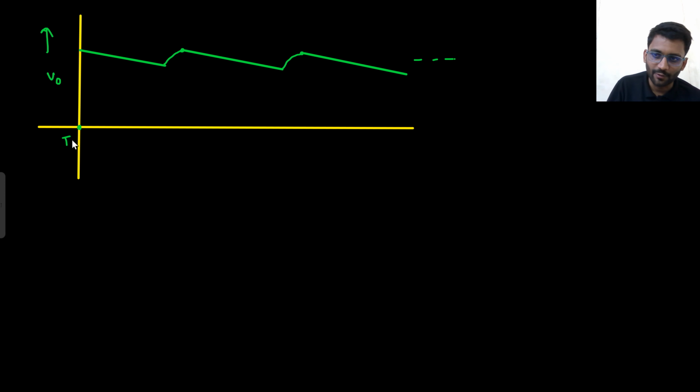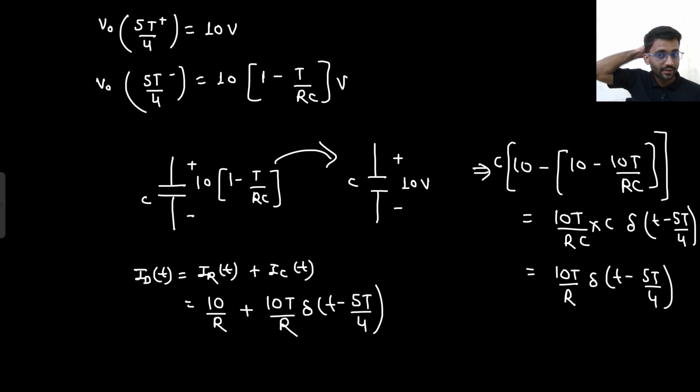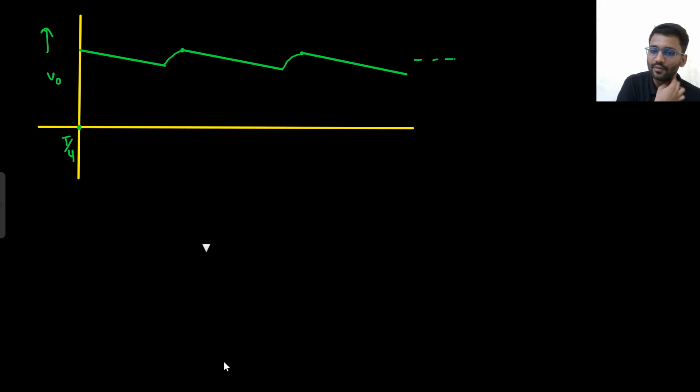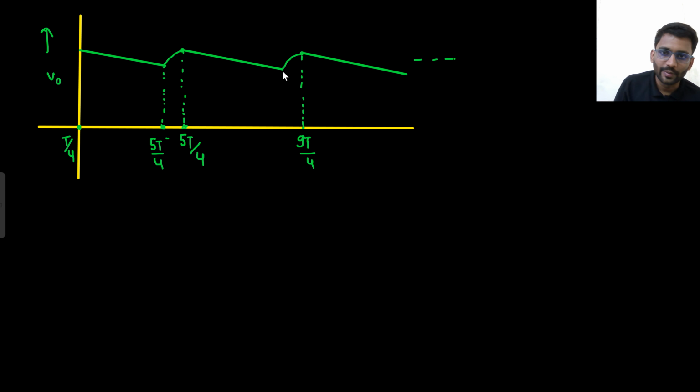What is this time? This time is T by 4. And what is this time? 5T by 4. What will be this time? 5T by 4 minus... 5T by 4 plus T, that will be 9T by 4. So in every time period T, the waveform is being repeated.